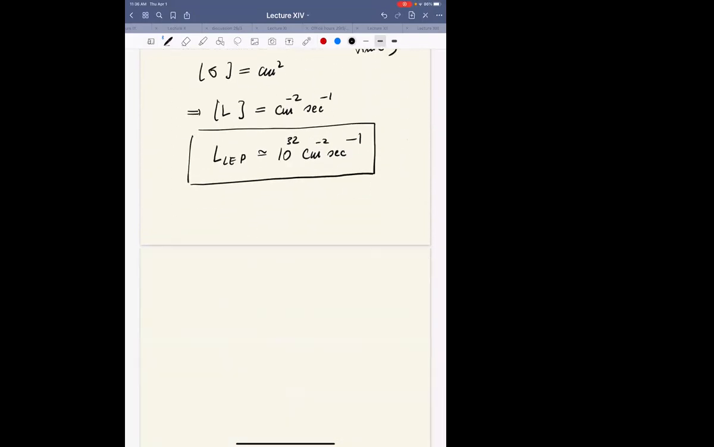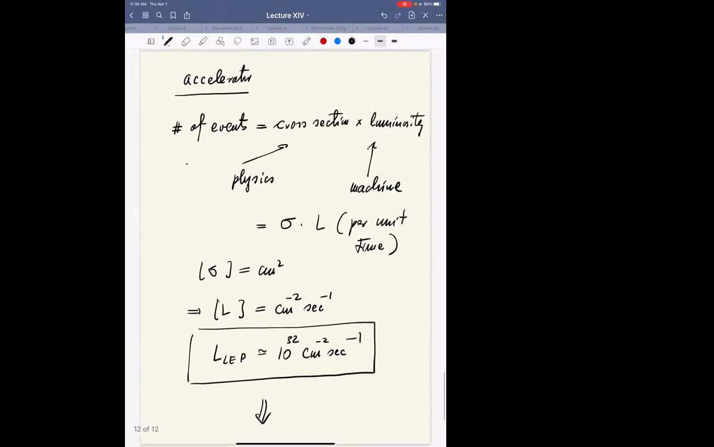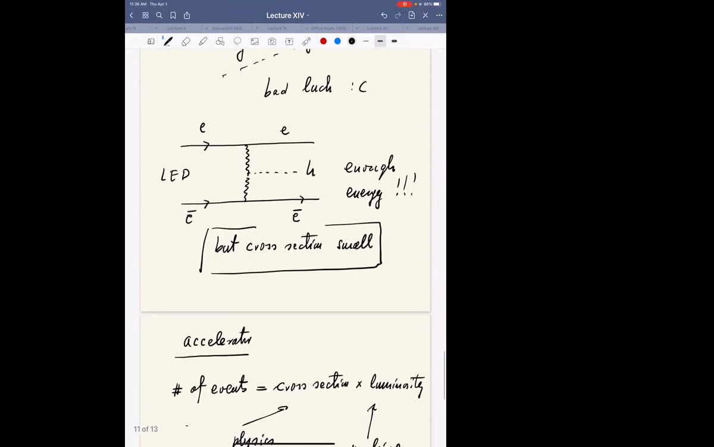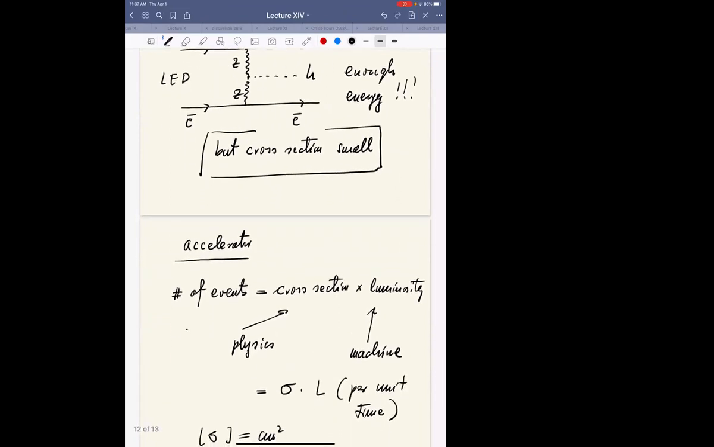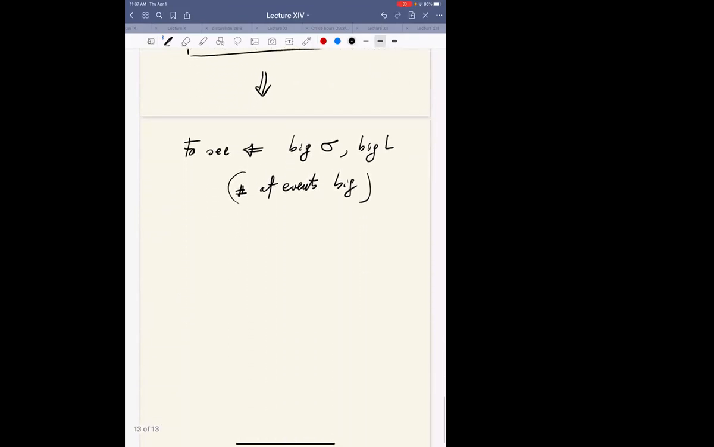So it's not just cross-section, let me say it. You need a big luminosity. So in order to see, you need big sigma, whatever that means, it's some numbers. Or big L, or both. You need a big number of events, if you wish. And LEP, unfortunately, you just take my word for it, it's boring for us to compute the cross-section. So this was the Z boson. Here the cross-section is too small with a given luminosity. Bad luck.